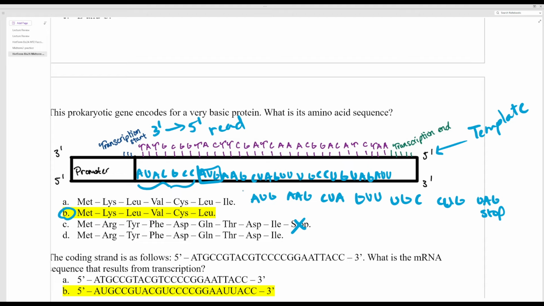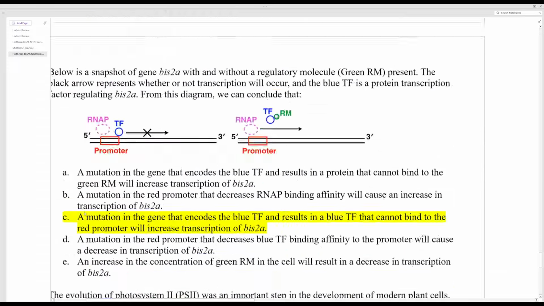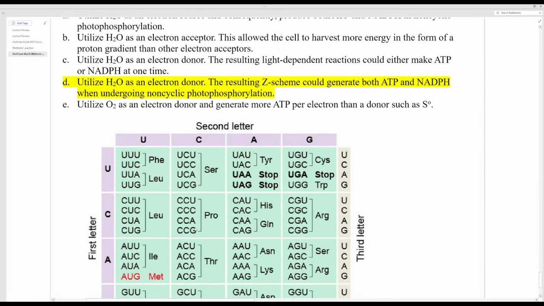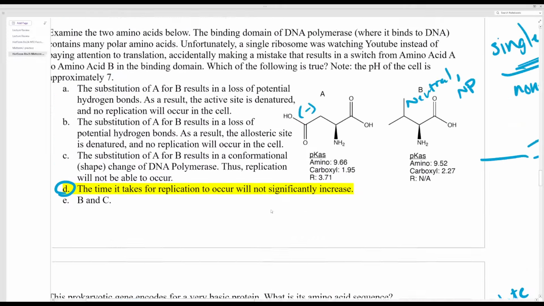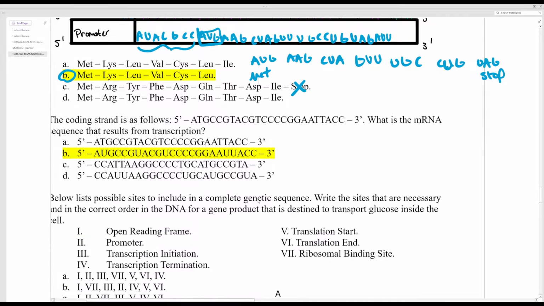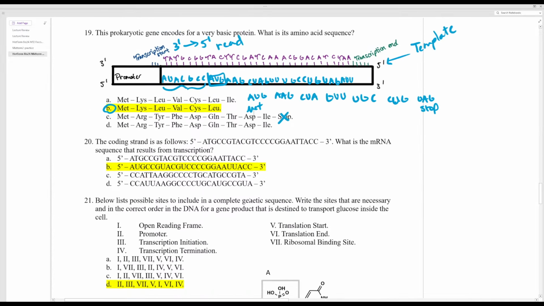Cool. You can also go through and, using the amino acid chart at the back of the exam, find the correct sequence. I just happened to make it easy on you and didn't give you sequences that were the same length, because I'm incredibly nice, if you guys couldn't tell.